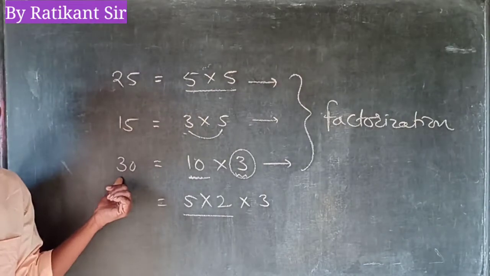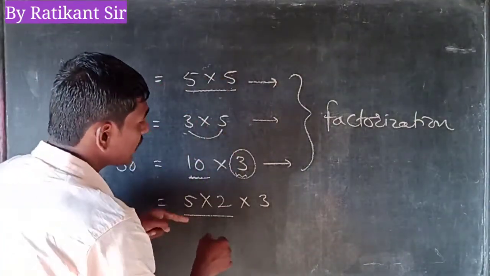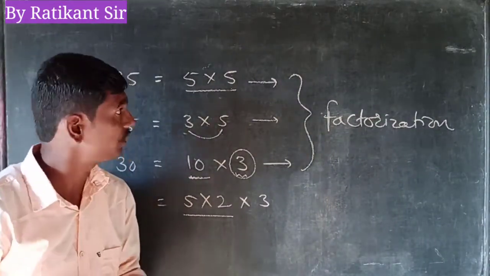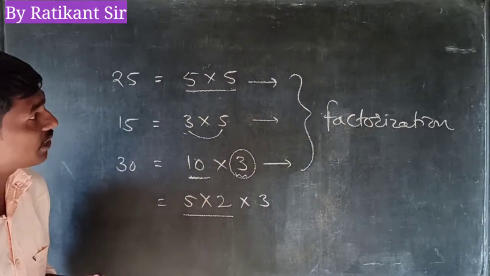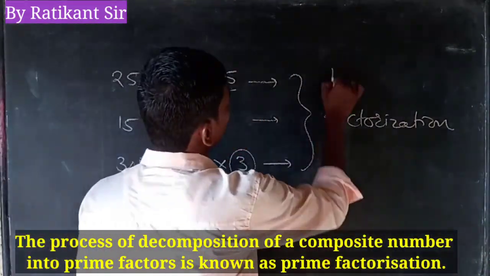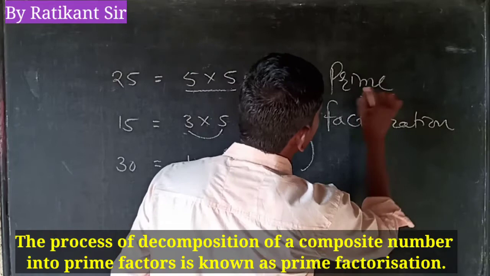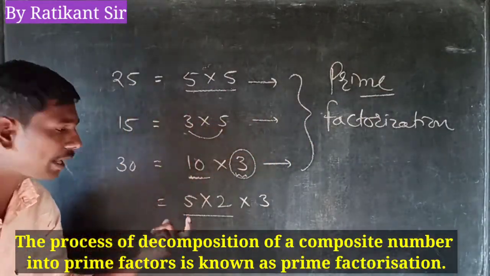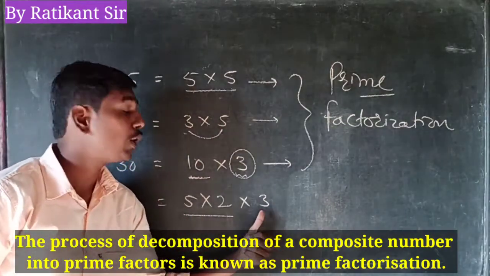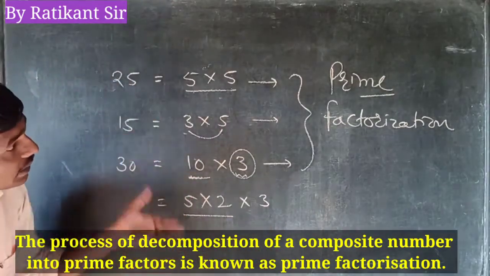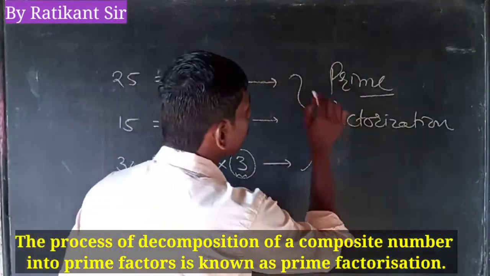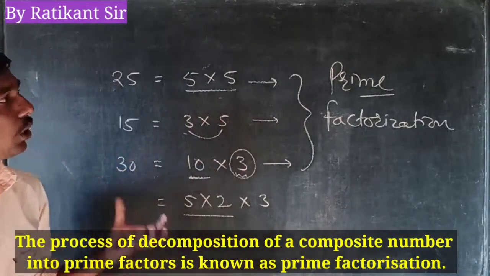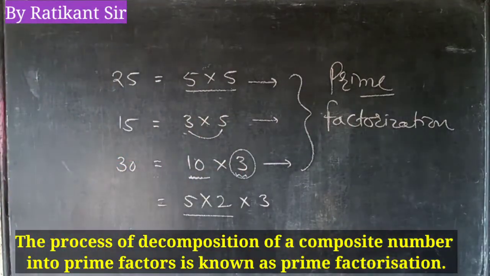This is the factorization, but when you get prime numbers after the factorization, that type of factorization is called prime factorization. Here 5 and 5 are both prime, 3 and 5 are both prime, 5, 2 and 3 are all prime numbers, and this type of factorization is called prime factorization. So this is the concept of prime factorization.